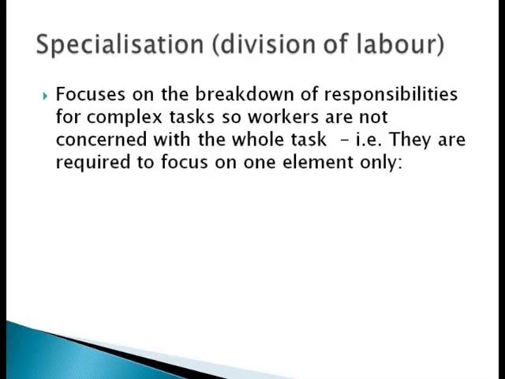So, specialisation or division of labour. One of the key facets of any organisation is division of labour. So I'm in the lecturing staff. I'm a senior lecturer in the academic unit. I don't do administration. We have administrators who do that. I don't do cleaning because we have an estates department who do that. I don't do international development because we have an international development arm for that.